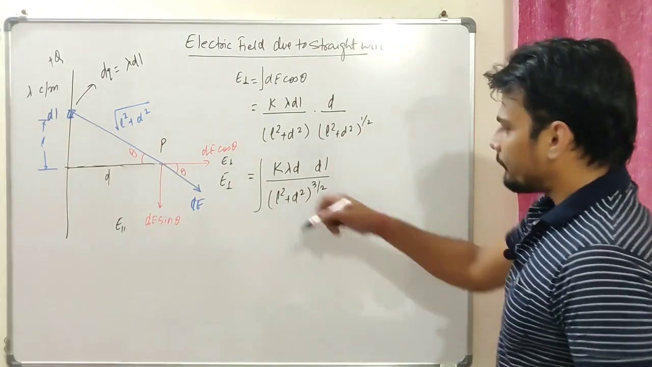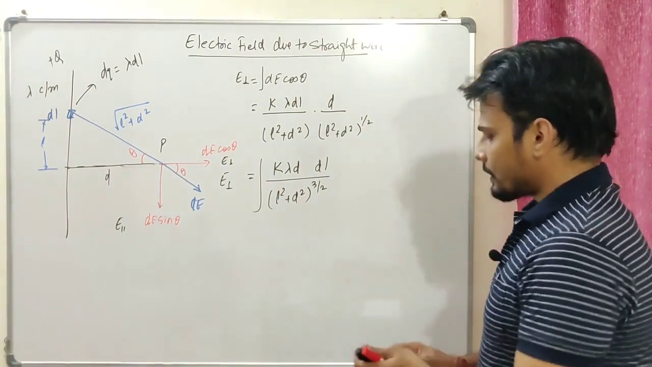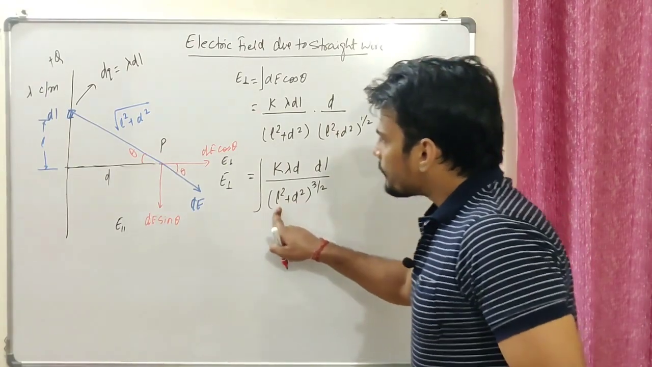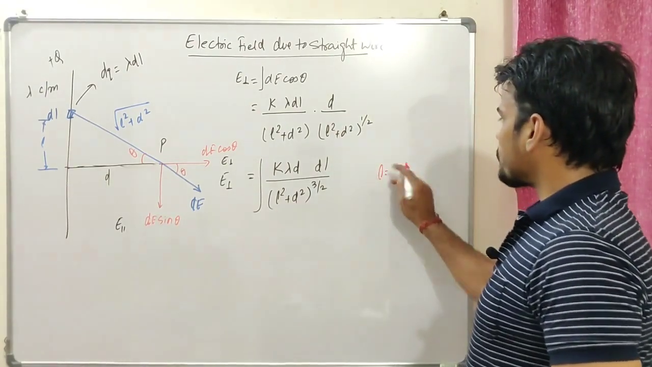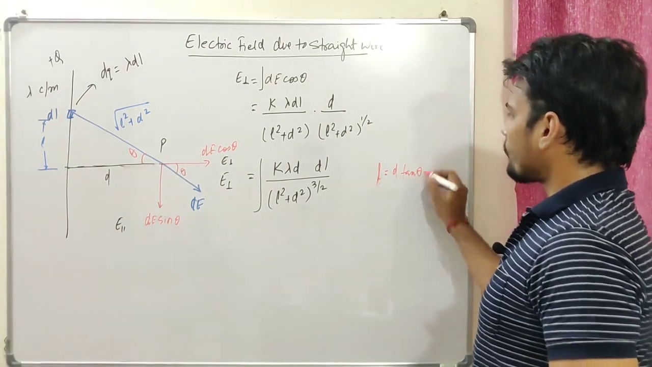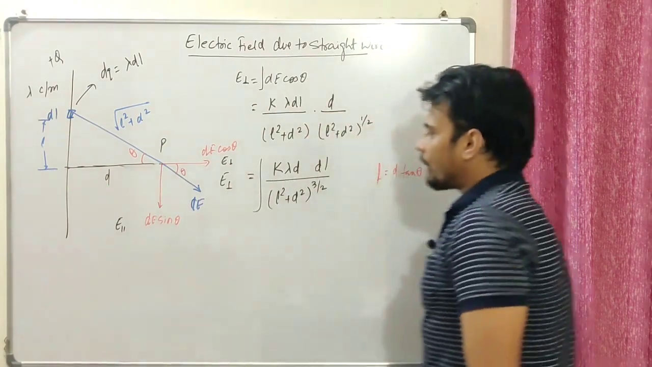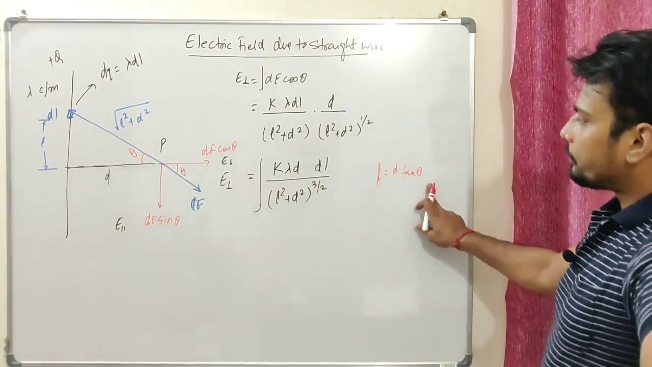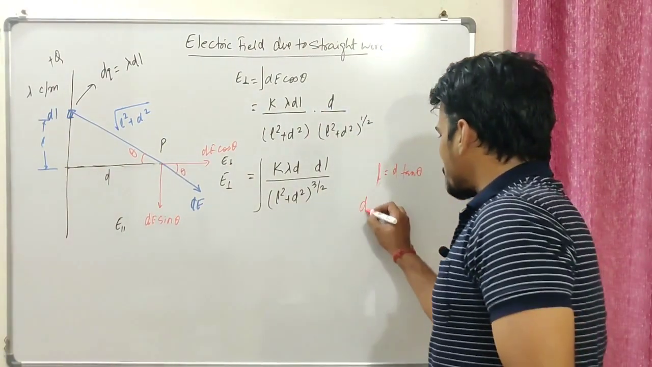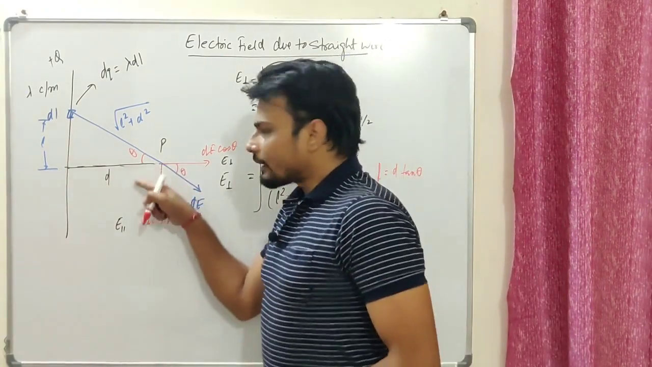So if you have this kind of thing, I'm sure you guys remember in integration, what we can do in this case is choose L as a variable. Let's say L equals d tan theta, right? Because tan theta is going to be L by d. So L should be d tan theta. Now if I differentiate this, dl by d theta, because now if I'm putting it in theta, theta becomes the variable, right?